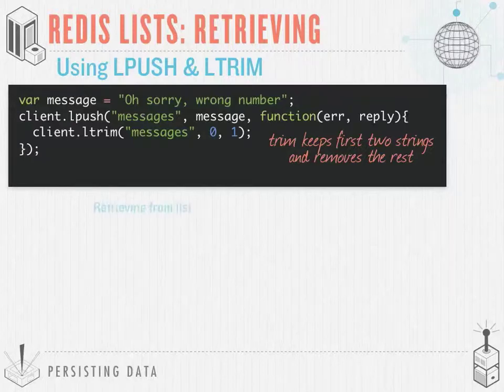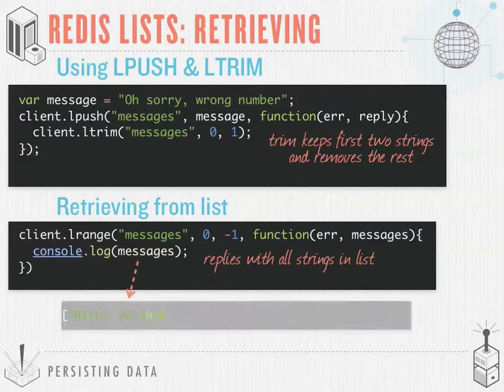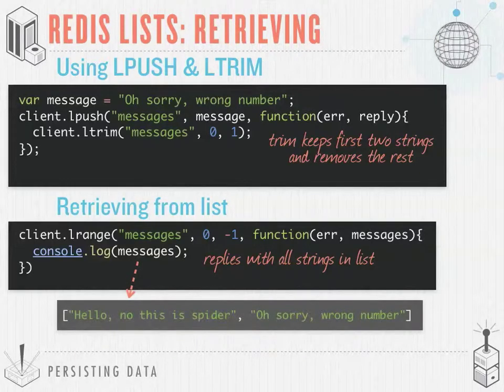When we want to retrieve all the items from that list, we use the lrange command, and we pass in the key, the starting index, and the end index. In this example, we're using -1, which just means give me all of the messages in the list.